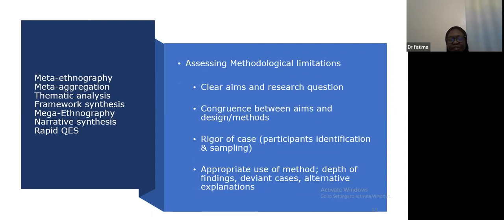So the major aim of a qualitative evidence synthesis is to assess methodological limitation. And for you to do that, you need to have clear aims and clear questions. There must be coherence between your aim and design. This means that your research design must answer your research question. There should be rigor in the selection of participants. Your recruitment should be ideal and should be in such a way that it would answer the question you want to answer. And then you should use appropriate methods in explaining your findings.